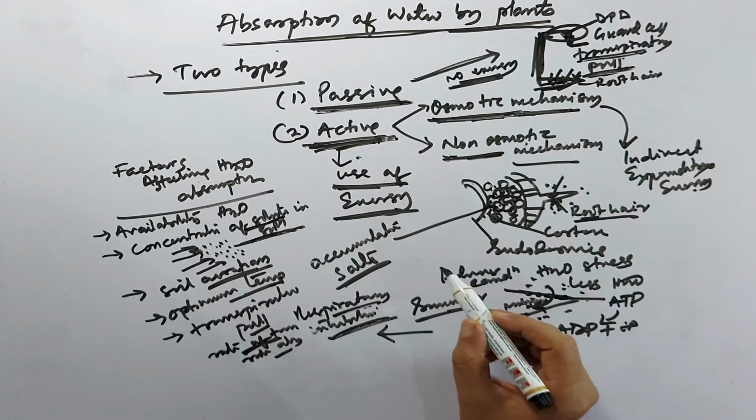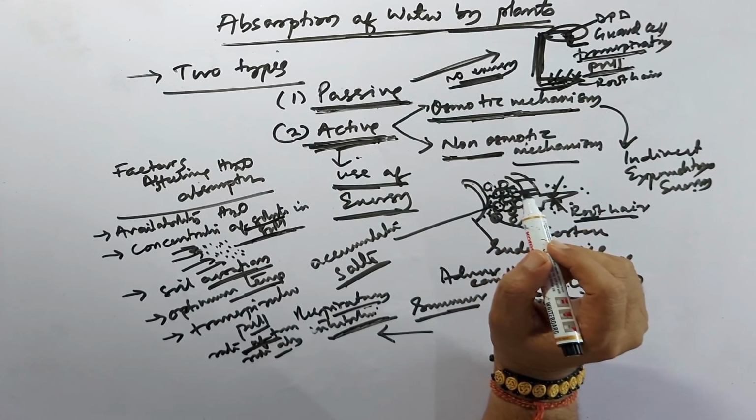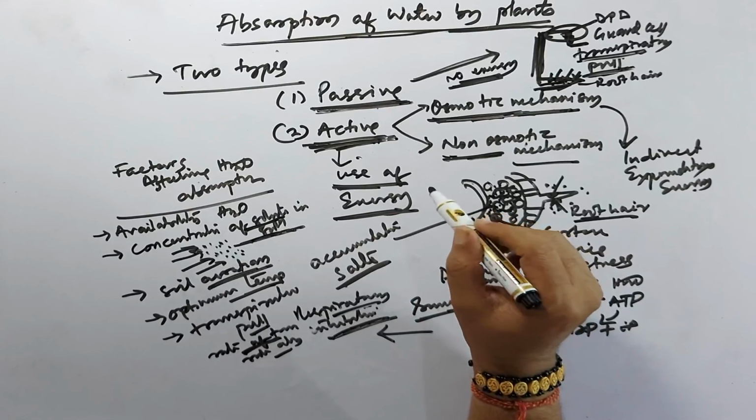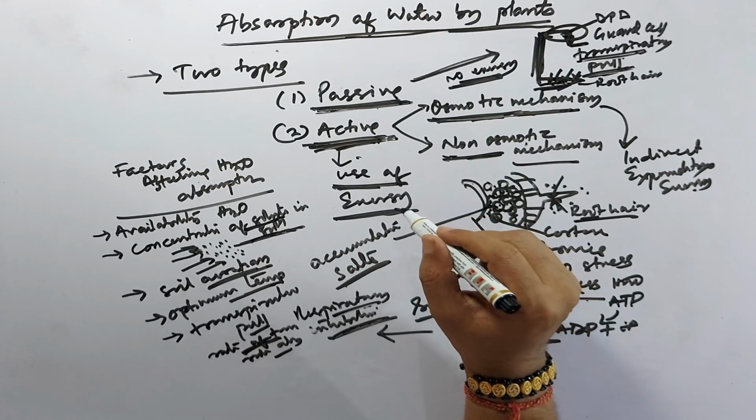So this is all about the absorption of water by plants. In the next class we will discuss the other topic.